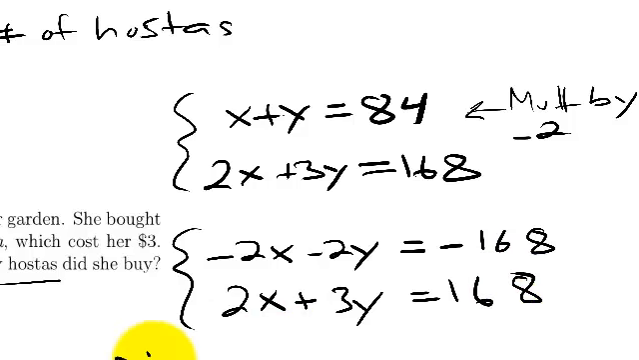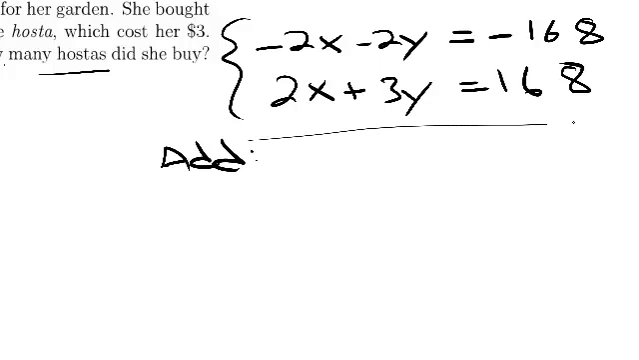Once we've done that, we can add them together. The x's cancel, which was our goal. Negative 2y plus 3y is y. And negative 168 plus 168 is 0. So solving this, we get y equals 0. So she bought no hosta. If we go back over to our choices, it looks like our answer is A.